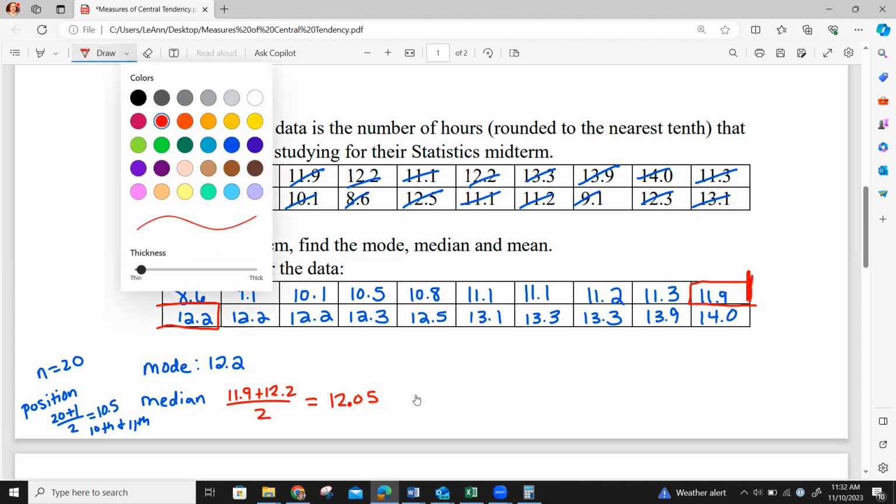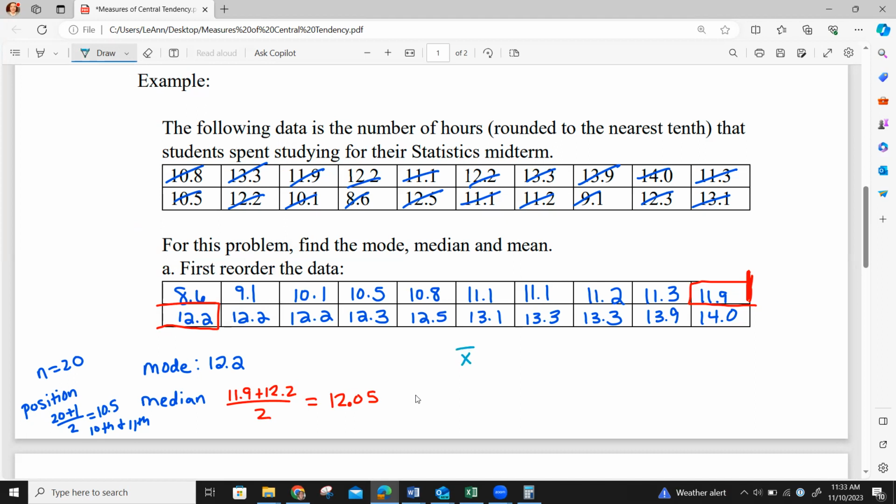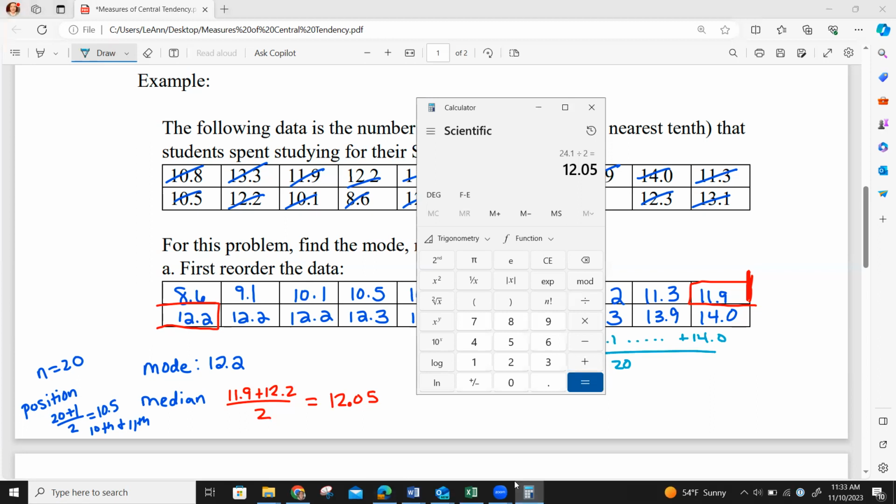That doesn't always happen. It depends on if your data has a peak as the center of all the data or not. Now let's look at the mean. This is a sample of data, so we're going to add up all of these values. On your calculator, you would normally type these in. I'm just going to dot plus all the way to 14. We know we're going to be dividing that by 20. So let's take our calculator.